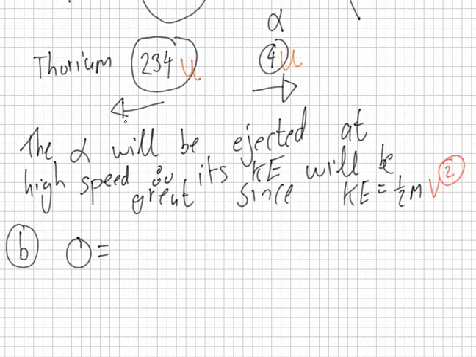So what's the momentum of the thorium? It'd be 234U times V1 plus 4U times V2. Why is the U constant? Because for this calculation, the difference between the two is not going to affect the answer much. If you were to do it, it's too small.